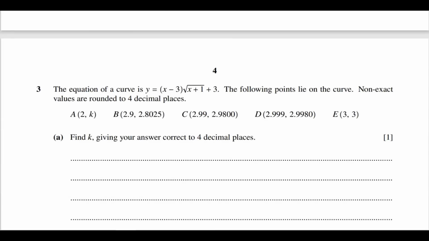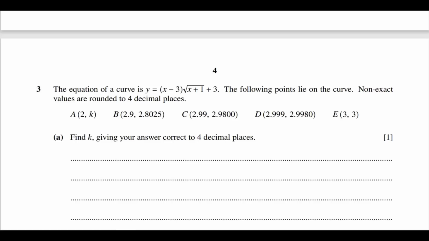Next, question number 3. The equation of a curve is y is equal to (x minus 3) multiplied by the square root of (x plus 1) plus 3. The following points lie on the curve. Non-exact values are rounded to 4 decimal places. Okay, A, B, C, D, E values are given. Find k, giving your answer correct to 4 decimal places.